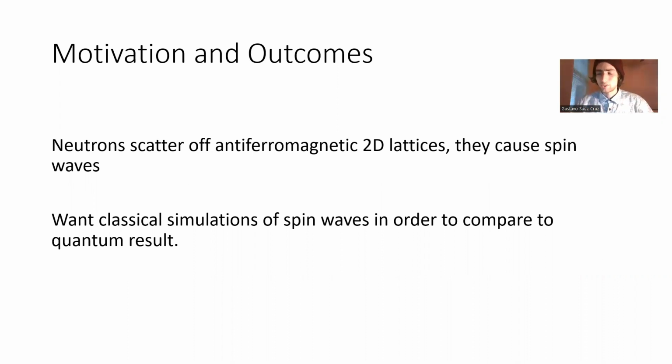And my project is about simulating these waves, creating a classical simulation of these waves. Then we can add quantum corrections to what the simulation predicts. In the future, we can add quantum corrections to what these simulations predict, and therefore we can see what happens when neutrons scatter off of the surfaces of materials that are made in the lab, in Banerjee's lab.